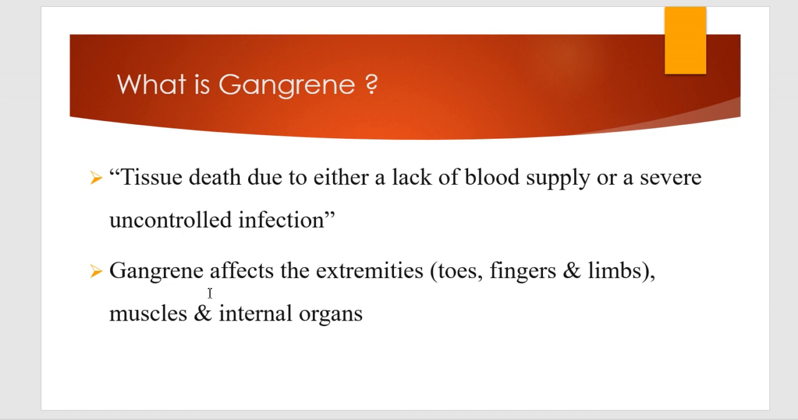And this gangrene affects the extremities, more commonly the toes, fingers, and limbs. Sometimes, yes, muscles and internal organs also, right? Muscles, as that is seen in gas gangrene, and internal organs, just like a strangulated hernia containing a gangrenous small bowel segment, one of the examples. So gangrene means lack of blood supply. Remember this term.